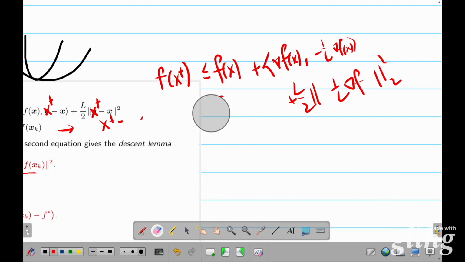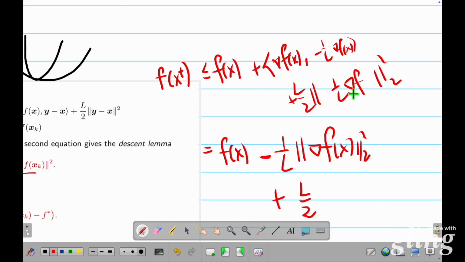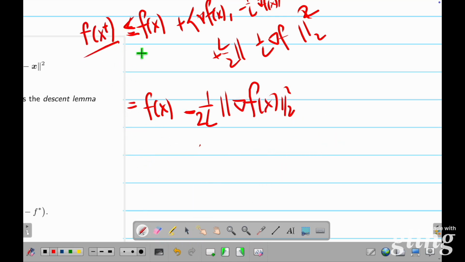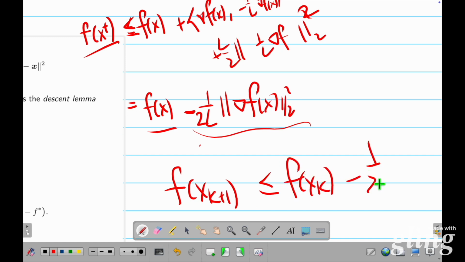So what's next? I just simplify. So once I have L divided by 2, there is a 1 over L here, but there's a square, so I will have 1 over L square norm of gradient f. Okay, these two terms are the same thing, but this one will have what? This one is gone, this one is gone. This is what? Minus 1 version of this thing. This is plus half version of this thing. So I will have this. Okay. So now I have this. What is this? This is saying that new value smaller than old value subtract something. So this is f(xk+1) smaller than f(xk) minus 1 over 2L gradient.